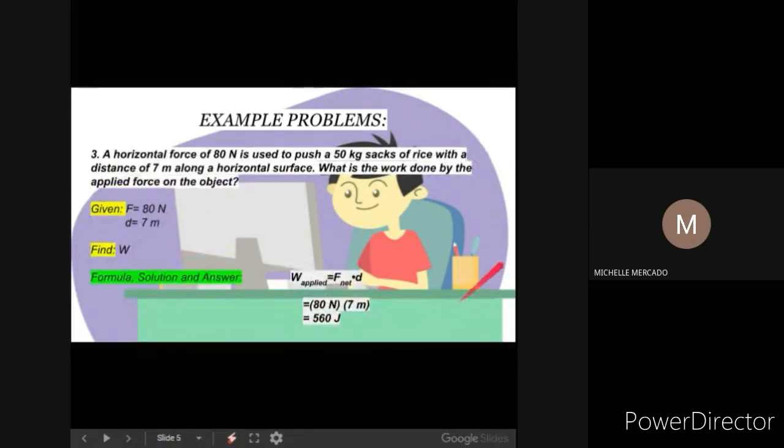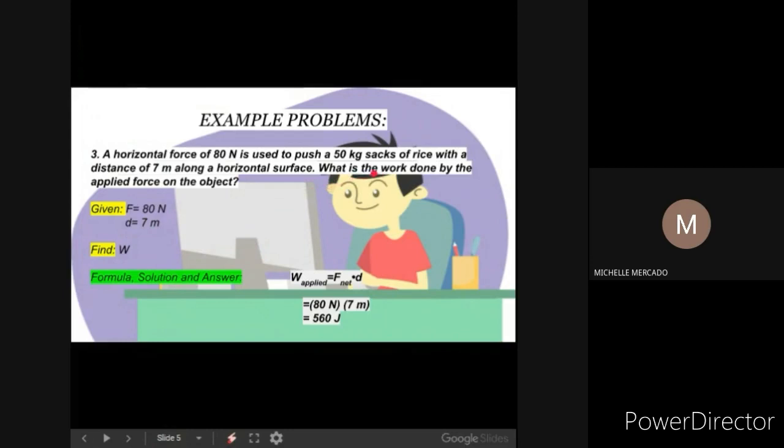Okay, so third problem. A horizontal force of 18 Newton is used to push a 50 kilogram sack of rice with a distance of 7 meter along a horizontal surface. What is the work done by the applied force on the object? Okay, so again, identify the given. So, ang given force po natin is 18 Newton. Then, the given distance is 7 meter.